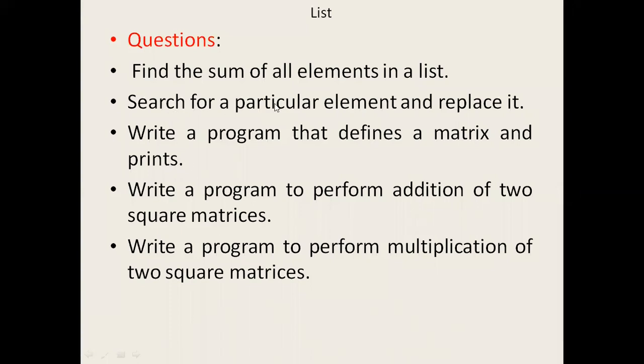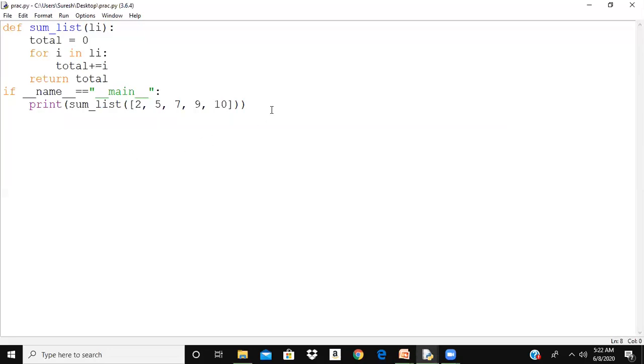Search for a particular element and replace it. What does it mean? For example, I got a list, some list Z, which contains some elements like 23, 45, 56, 67, 89, 23, 34. This is the list I got. If the person asks me to replace 23 with 3, the resulting list should have 3 here and 3 here.